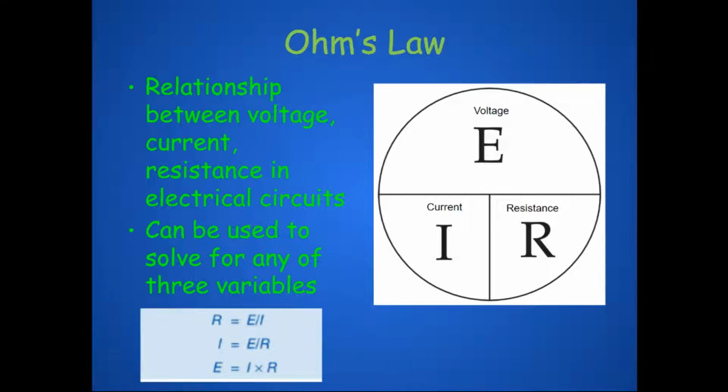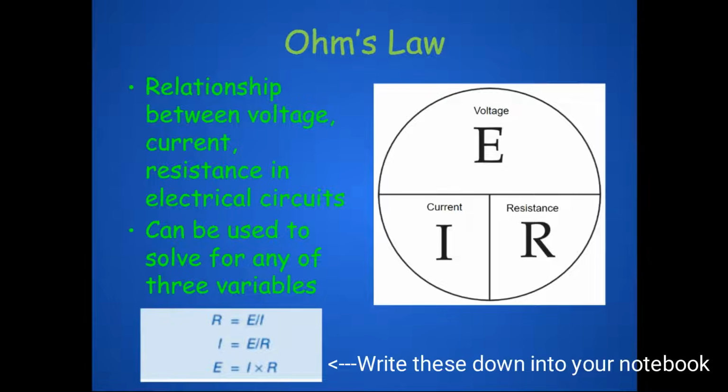And you can see here, R equals voltage divided by current. You also have current, or I, equals voltage divided by resistance. And then E, which stands for voltage, equals I, current, times resistance.